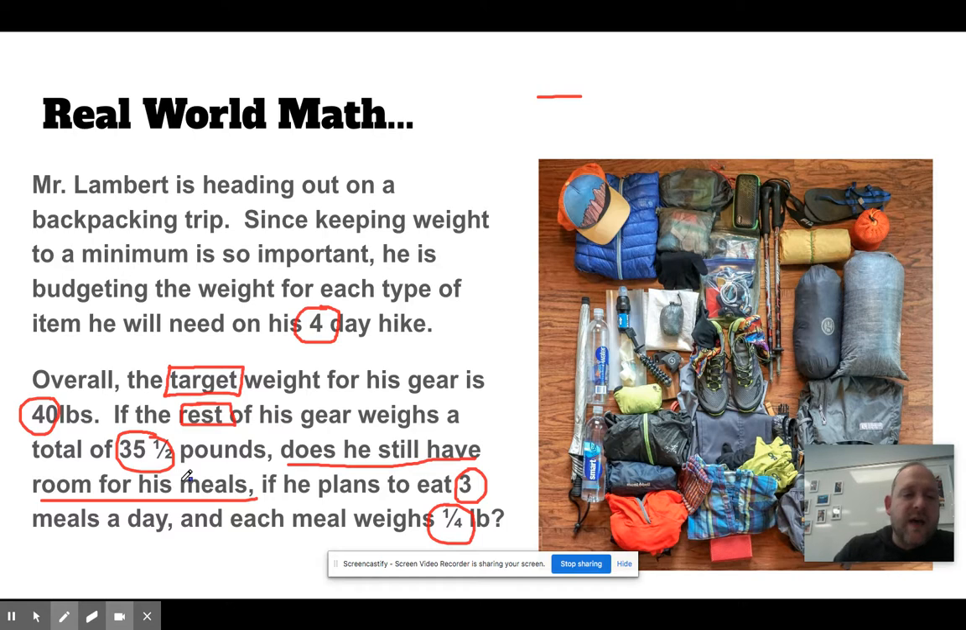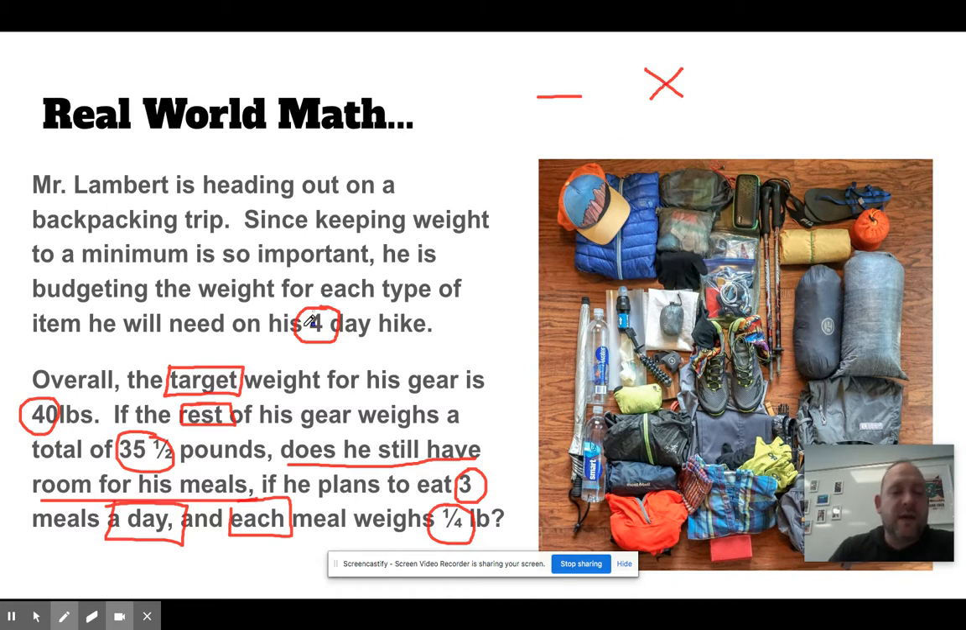Then, do I still have room for my meals if I plan to eat 3 meals a day and each meal weighs 1/4 of a pound? Now, if I have things a day, that means I'm doing something repeatedly, and the repeated thing I'm going to do is that each meal weighs 1/4. So if I'm doing something repeatedly, that means I'm going to be using multiplication.